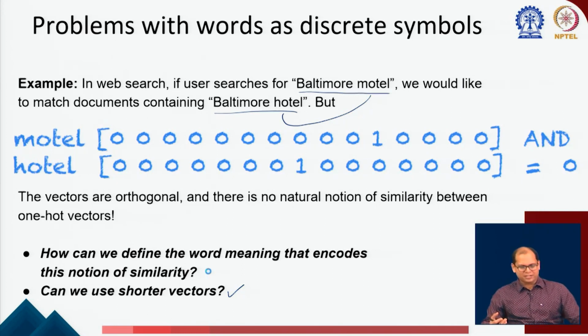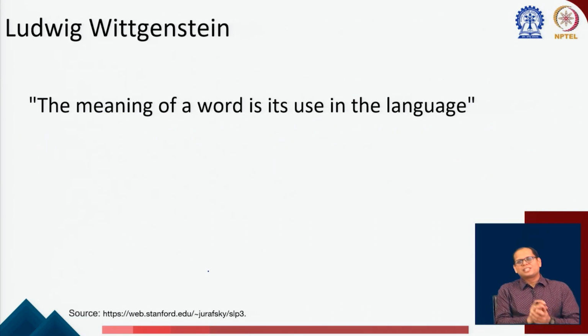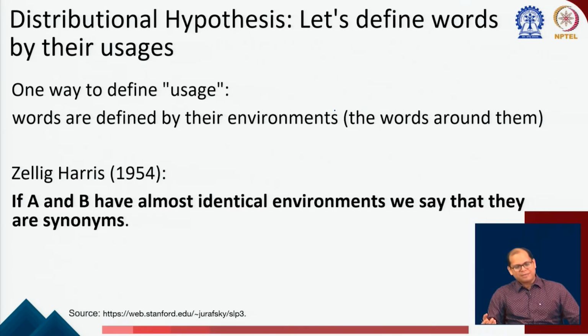Now how do I achieve that? That's where the distributional hypothesis comes in. Wittgenstein was one of the first persons who talked about it. The meaning of a word is its use in the language. You know a word by how it is used in the language. And there are many other linguists who talked about it.